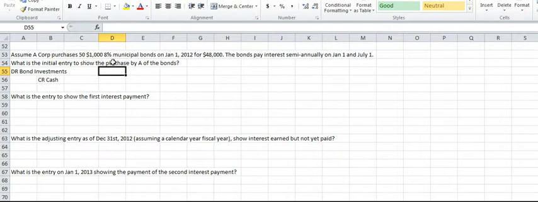Assume a corporation purchased 50 $1,000 8% municipal bonds on January 1st, 2012 for $48,000. Bonds pay semi-annual interest on January 1 and July 1.